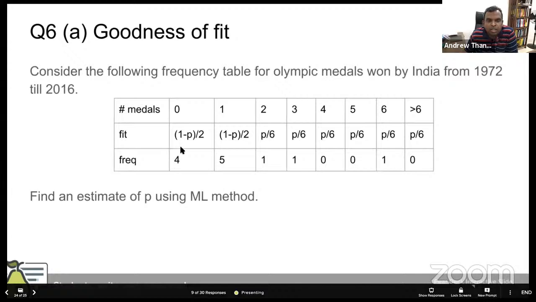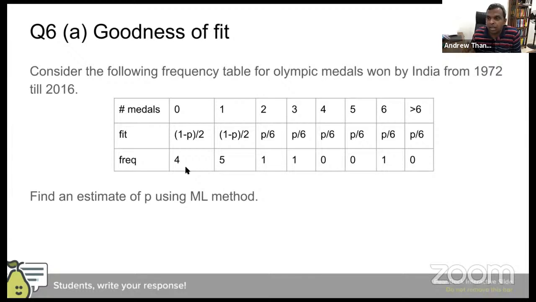So the way to think of this is, we won 0 medals 4 times. So you're getting IID samples. What are your samples? You got 0, 0, 0, 0 four times, and then you got 1, 1, 1, 1, 1 five times, and then you got a 2, and then you got a 3, and then you got a 6. Those are your samples. You've got 12 samples: 0 occurring 4 times, 1 occurring 5 times, 2 occurring once, 3 occurring once, 6 occurring once.